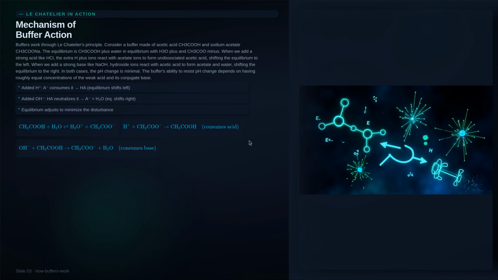When we add a strong acid like HCl, the extra H+ ions react with acetate ions to form undissociated acetic acid, shifting the equilibrium to the left. When we add a strong base like NaOH, hydroxide ions react with acetic acid to form acetate and water, shifting the equilibrium to the right. In both cases, the pH change is minimal.